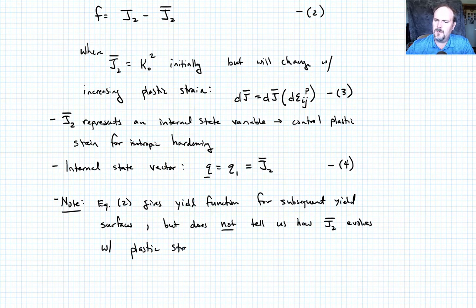So how do we get that? Well, we actually have to look at some sort of calibration curve. Maybe you have a uniaxial stress-strain curve where you can identify the onset of yielding and also the hardening behavior. Then you would be able to back out how J2 bar will evolve with plastic strain. So that's isotropic hardening, the easy one. Now let's talk a little bit about kinematic hardening.